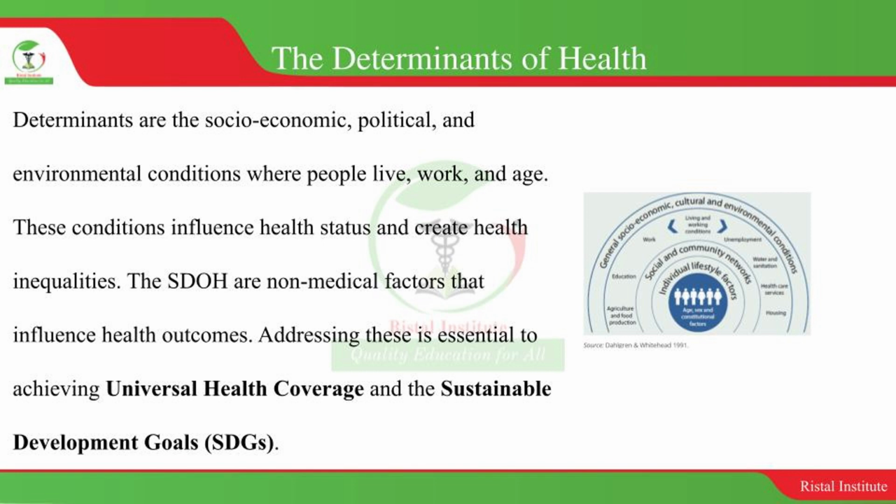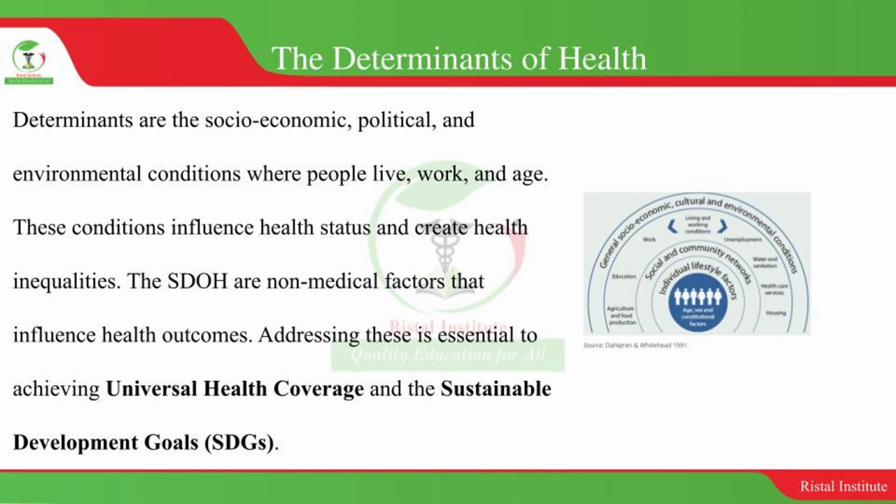Okay, so the simplest way to put it is that determinants of health are conditions of where people are born, where they live, where they grow, where they work, and where they age. These conditions, whether they are economic, political, environmental, or social, influence people's lives. Okay? So we can call them plainly determinants of health, or we can say social determinants of health. Okay? We are saying that they are non-medical factors that contribute to health outcomes.